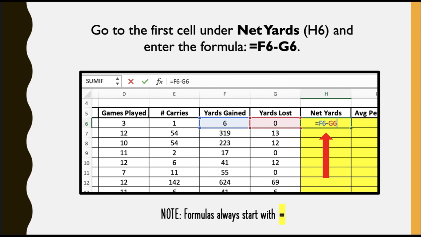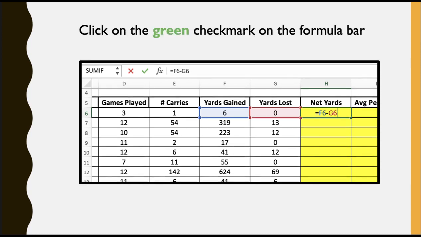Okay, once you've typed that in, you need to click on the green check mark up here on your formula bar. That tells the computer that you're done with your formula. And notice that your formula is written here as well. You could always type your formula here as opposed to in the cell, and also you can make edits to the formula here. Really, you can work in either place.